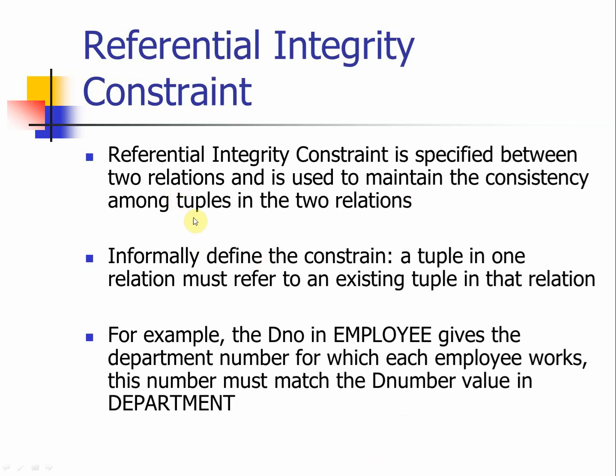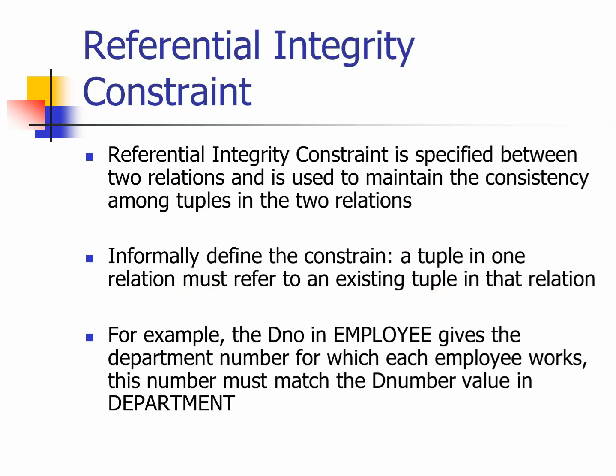After we look into the primary key, on which we spent a lot of time, it is time for us to look into what we call the foreign key. How do you reference one attribute to the other one? A referential integrity constraint is specified between two relations and is used to maintain the consistency among tuples in two different relations. Informally, this is how we can define it: a tuple in one relation must refer to an existing tuple in that relation. This is a very loose definition, but you need to understand that that's how we reference another one.